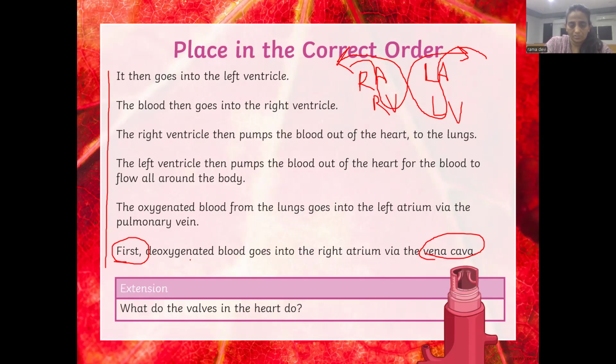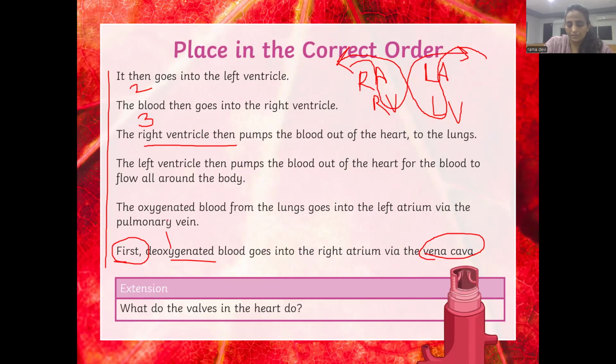So vena cava, because it is taking the deoxygenated blood. From the right ventricle, the blood then pumps out of the heart to the lungs. So from the vena cava, this is the first step. Then it goes to right ventricle. Then from right ventricle, it goes to the lungs. From the lungs, it gets oxygenated.